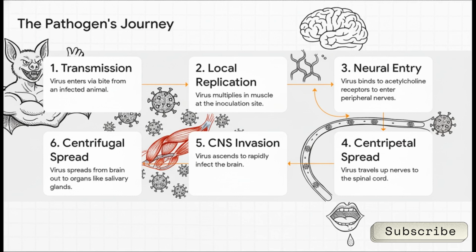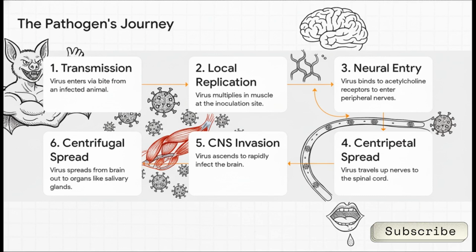Step 3 is the big one. This is where it makes its move. It jumps onto our own acetylcholine receptors at the neuromuscular junction and gets into the peripheral nerves. It's like it's picking the lock to our nervous system. From there, it's an express train to the brain. This is called centripetal spread, traveling towards the center.